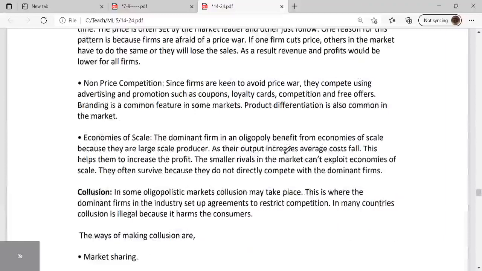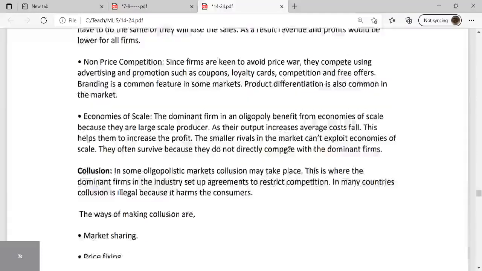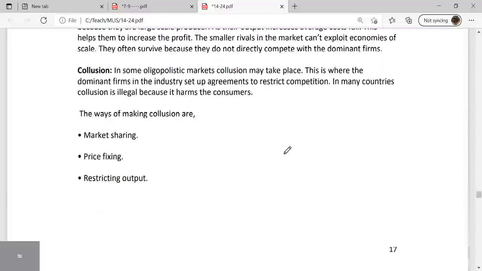Then there are economies of scale. As they are large firms, they can dominate and achieve economies of scale, as they have to produce in large quantity. There is something called collusion, which is common in oligopoly. See what's happening in some oligopolistic markets. Okay, sorry, we don't have any time today.